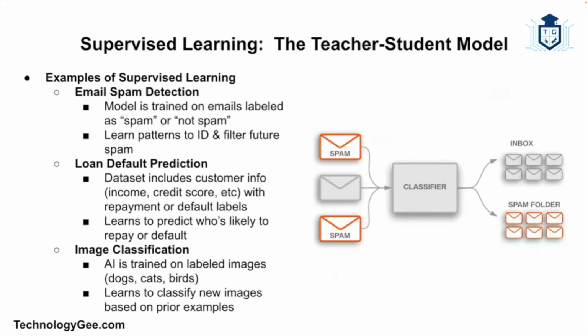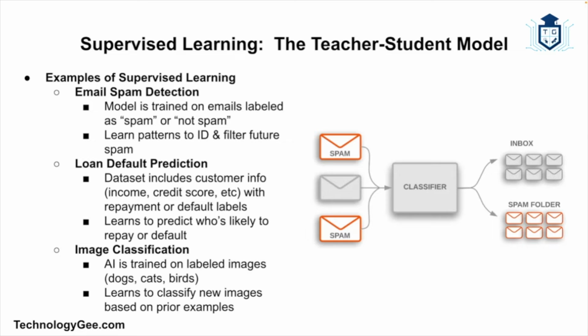Now, here are some examples of supervised learning in action. The first one is email spam detection. You train a model on a labeled data set where the emails are marked either spam or not spam. It learns the patterns and then starts flagging future spam messages. Another example is loan default prediction. You can feed a model a data set of customers' income, credit score, and a whole bunch of other stuff and label whether they repaid or defaulted. Eventually the system is going to learn who's likely to repay.